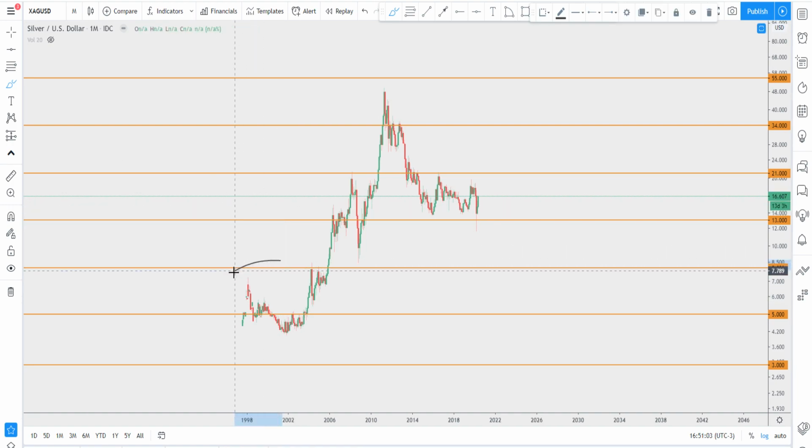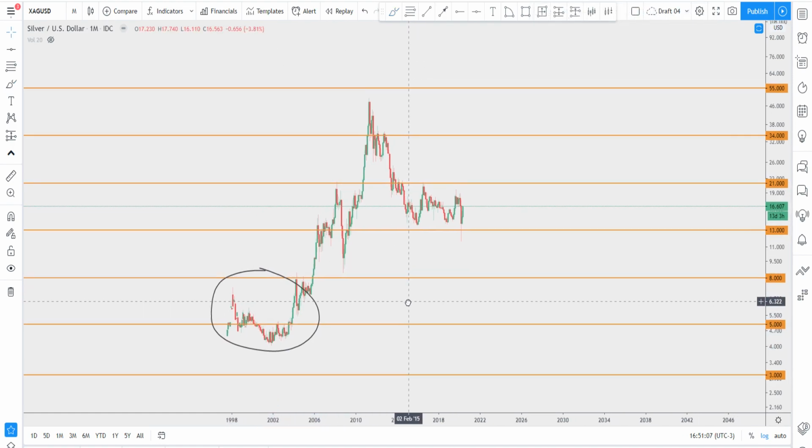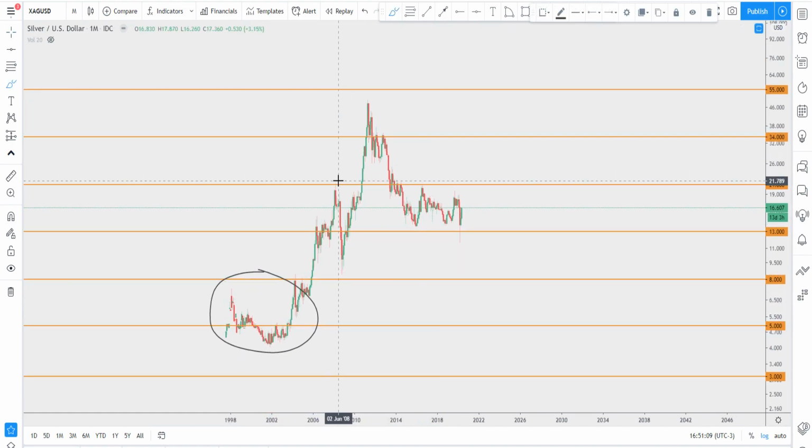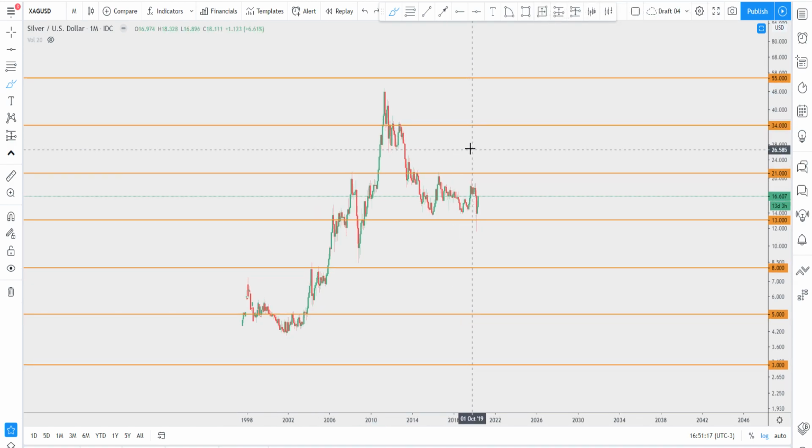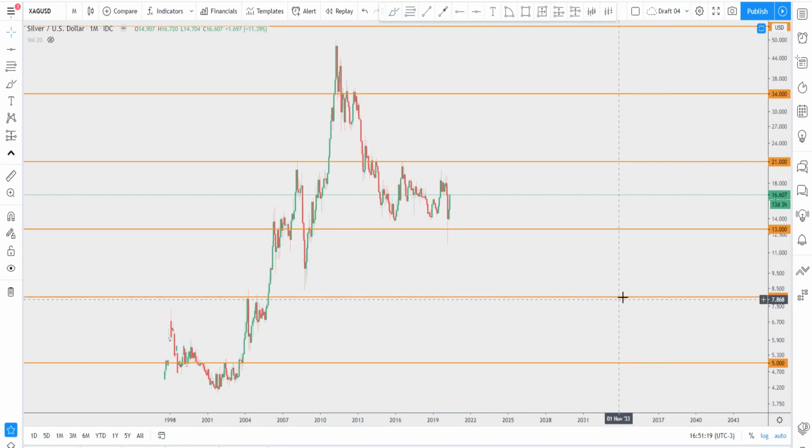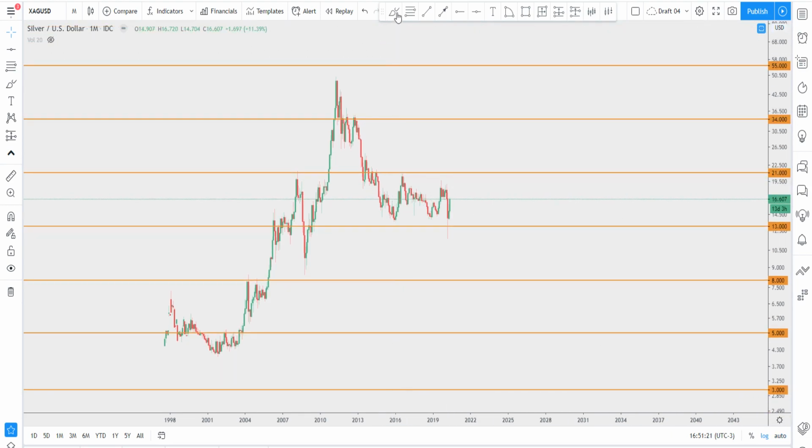We can say this structure here was our previous bottom, and then this previous structure here was our midway and our top. Okay, and so what I was looking for here on silver is whether this is the top and whether this is the middle. Okay, so the midway, and this is our bottom.